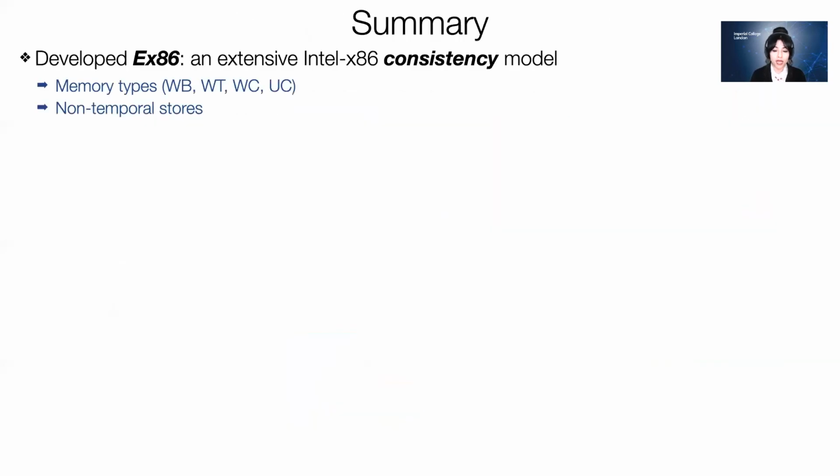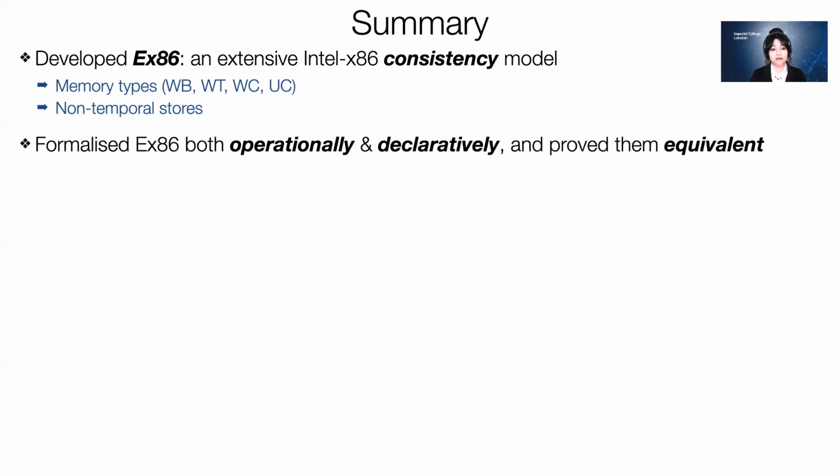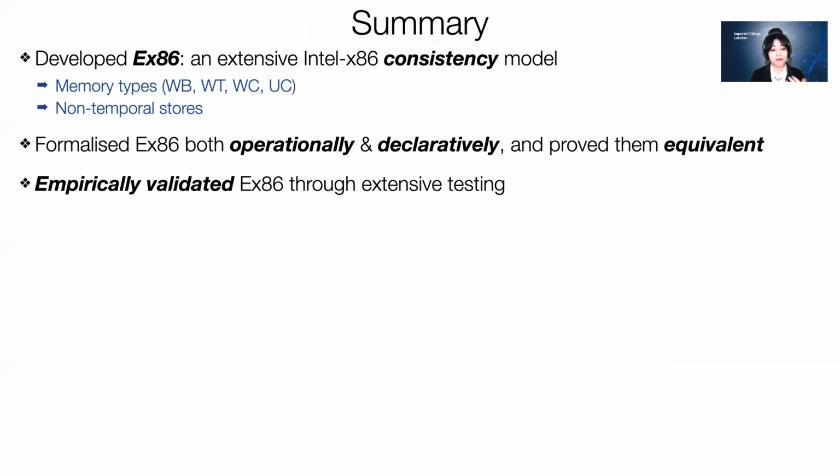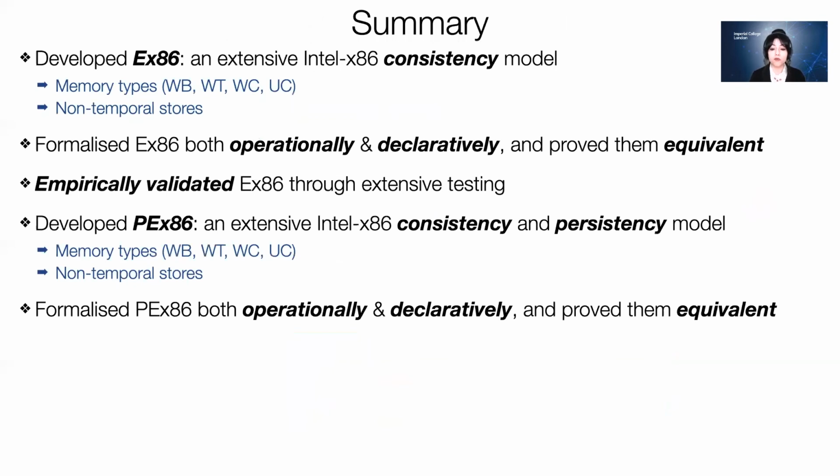So to sum up, we have formalized an extensive Intel-x86 consistency model that includes memory types and non-temporal stores. We have developed our semantics both operationally and declaratively and proved them equivalent. And in fact, we have empirically validated our model via extensive testing. We have also built formal models for the persistency semantics of these additional Intel-x86 features, but we didn't have time to go through that in this short talk.